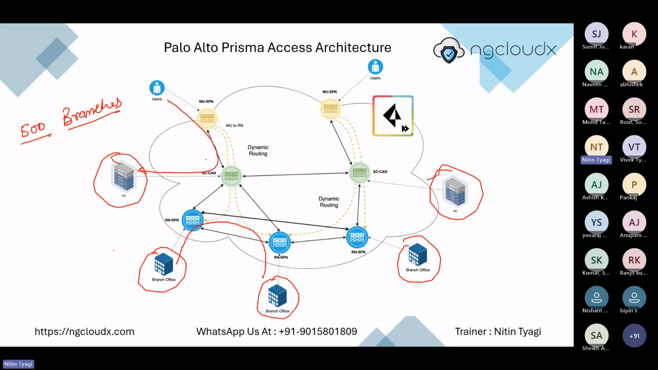And this routing between MUSPN, SCCAN, RNSPN is already there. By default, any mobile user can go to the data center. You just need to allow the policy here, and they can also access the internet resources securely. Any branch can go to the data center if you have the policy here, and they can also go to the internet securely if you have the policy. But if branch to branch communication is needed, then you need a license. Interconnect license is needed.